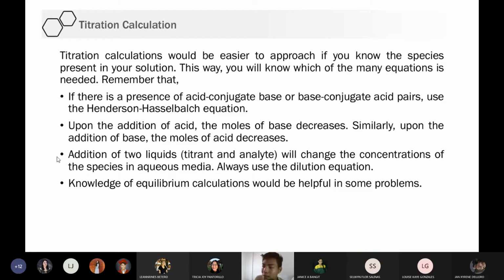Okay? Next one, remember that, di ba sa titration, you have two liquids na pinag-a-add mo, dahan-dahan. What happens to the volume inside the Erlenmeyer flask? It increases, no? And what happens to the molarity when the volume increases? Nagdi-decrease yung molarity, di ba? So that's why we have to take note that yung ating molarity nagbabago upon the addition of titrant. So we have to use dilution formula. And then lastly, equilibrium, no? Importante itong equilibrium sa titration process.